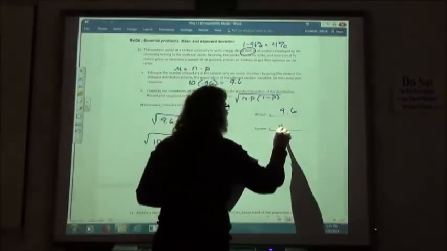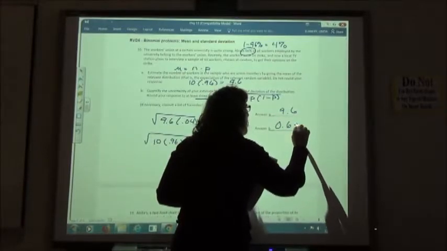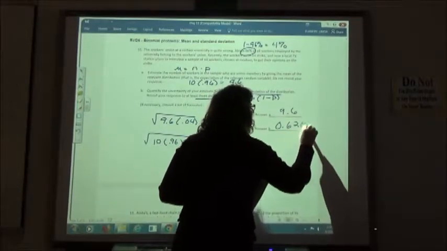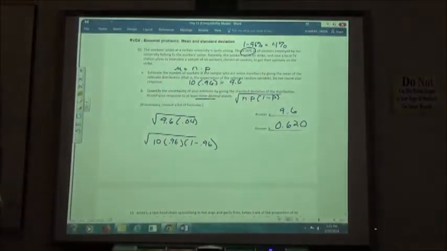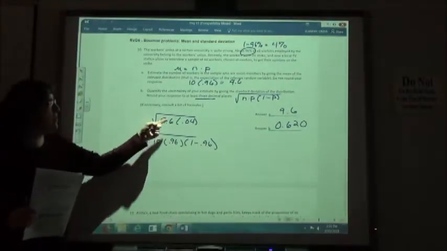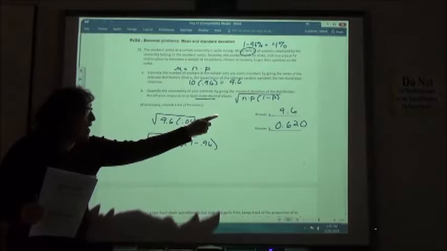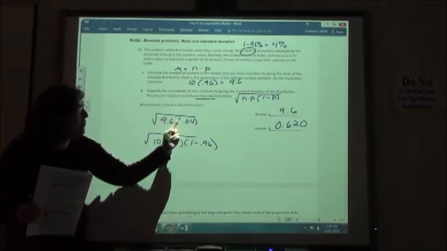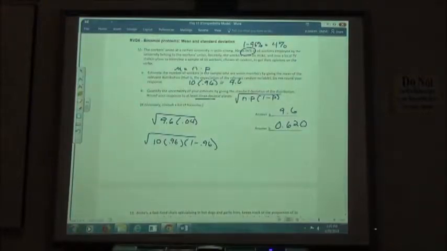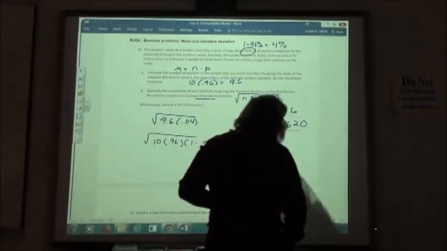Point 6, 3 decimal places? Yep, 0.620. That's what I got, 0.620. So again, that's the long way of interpreting the formula, but we've already found the np for answer A, and then we can just subtract from 100% to get that second part, unless you want to do it the long way. You can get the same answer either way.